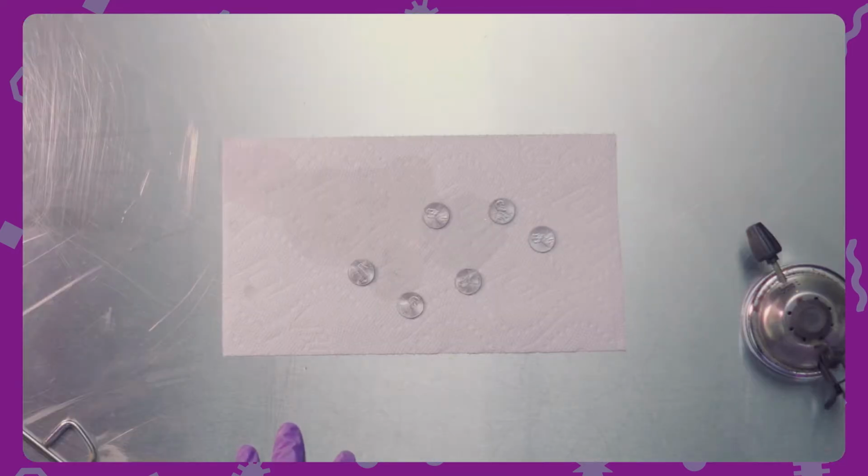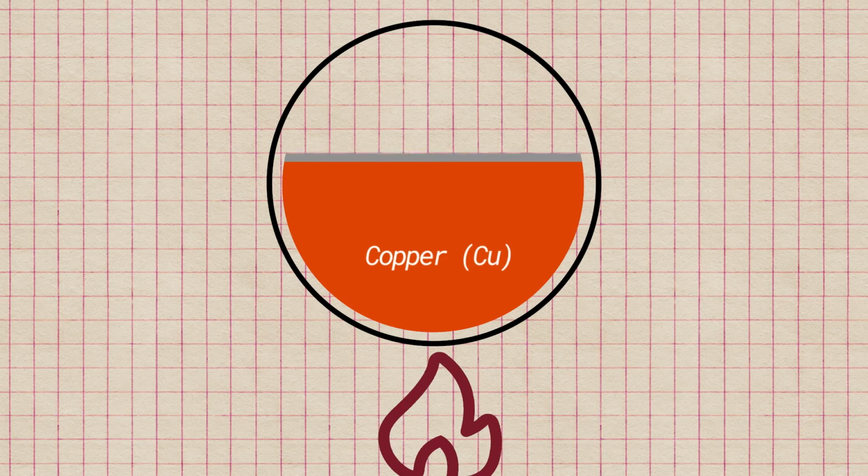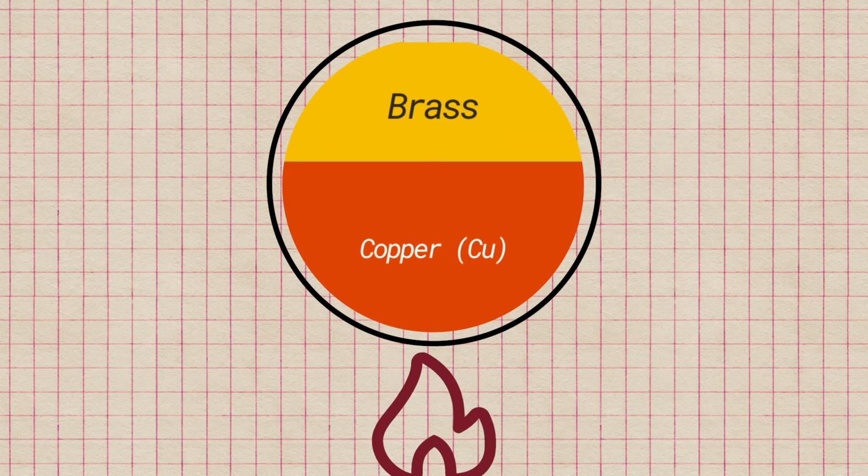Now that we have some silver pennies, we can take this one step further and turn some of them into gold. We're going to do this by heating up the penny using my butane burner. As you can see from this animation, the heat helps the zinc atoms migrate into the copper to form brass.